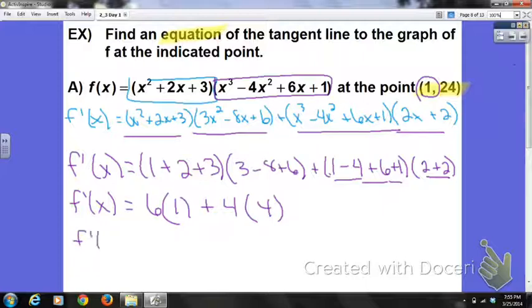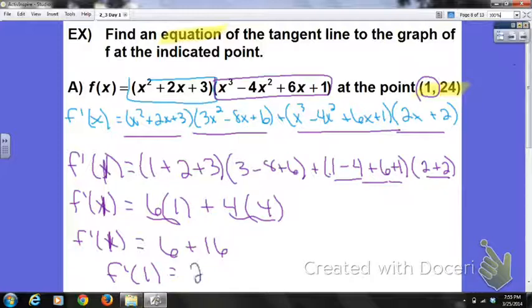f prime of x is actually f prime of 1, is equal to 6 times 1 is 6 plus 4 times 4 is 16. So f prime of 1 is equal to 20. Oops, what happened to my pen here? Is equal to 22. So this is my slope. I now have my slope and I have my point up here.